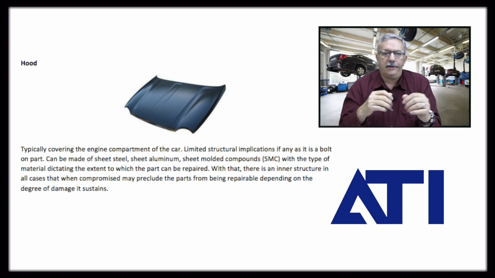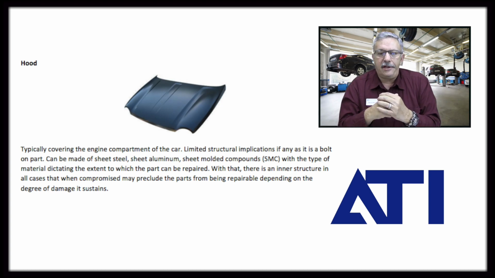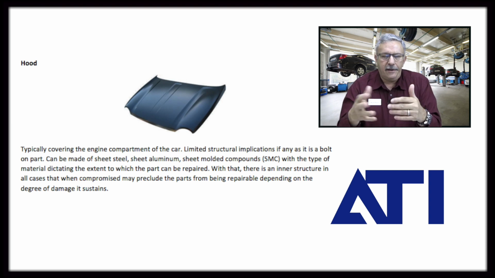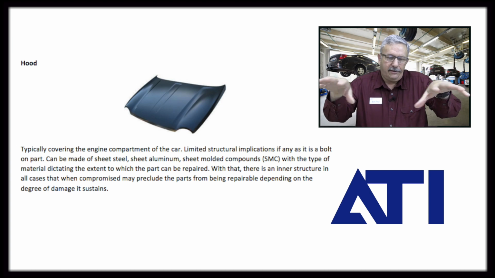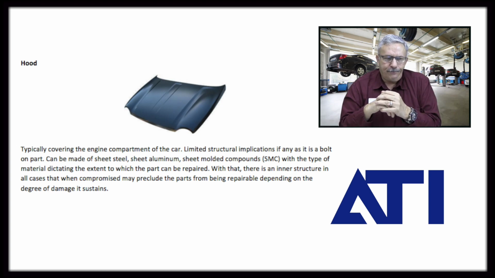So that's real important. The other piece of this is sheet molded compound hoods, which you will see on Corvettes, and there are quite a few cars that have them. Underneath the hood, if you flip the hood over, you'll see there's a kind of structure that you can see. Now, if that structure is sheet molded compound and it's broken, that hood's got to be replaced.